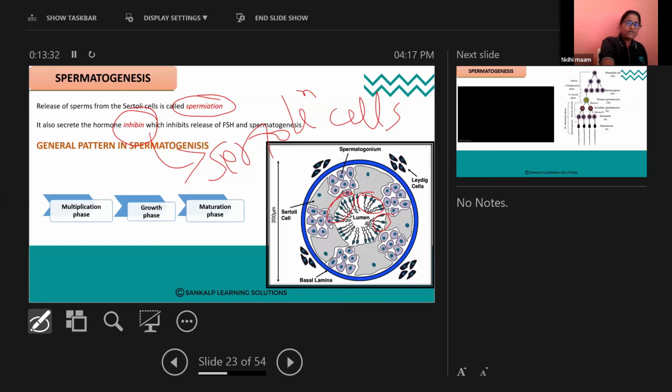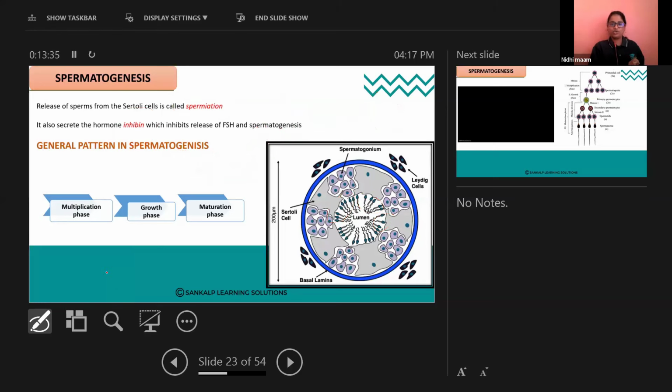Now, when we consider the pattern of spermatogenesis ಒಂದು stages ಗೆ ಬಂದಾಗ, as I said, we have 3 phases: multiplication, growth and maturation. Let us learn how these phases will proceed. And here you are going to see, my dear boys and girls, ಇಲ್ಲಿ ಏನ್ ಕಾಣಿಸ್ತಾ ಇದೆ ಅಲ್ವಾ? So this is a TS of a seminiferous tubule. And what you are finding here are spermatogonium cells. And here in between you can find the Sertoli cells.